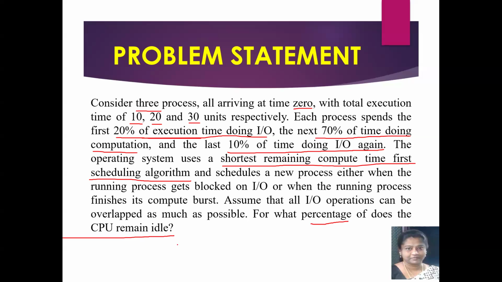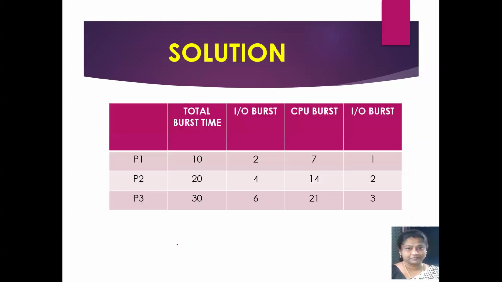Based on the given statement, we are going to consider three processes, P1, P2, P3. Their total burst time, where burst time means the execution time, is, according to the problem statement, 10 for P1, 20 for P2, and 30 for P3. The problem says the first 20% is for I/O burst, the next 70% is for CPU burst, and the last 10% is for I/O burst. So how do we do this calculation?